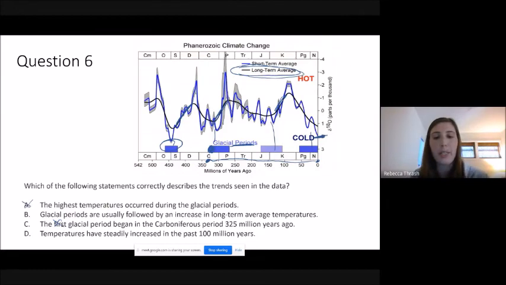Temperatures have steadily increased in the past 100 million years. So here's 100 million years. At first they went down, or I'm sorry, at first they went up, and then they went down. So that's not true either. So B is the most correct statement when describing the trends in this data.